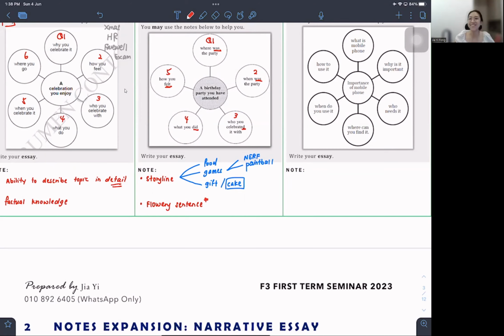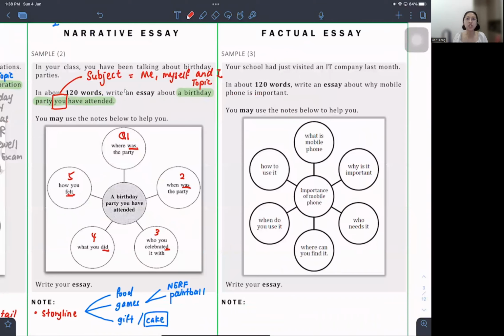Okay, everybody come. Let's look at the last question today. Sample number 3. Hurry up, 50 seconds. As usual, analyze the question by asking 3 things. What is your subject? What is your topic? Question 1, 2, 3, 4, 5, 6.